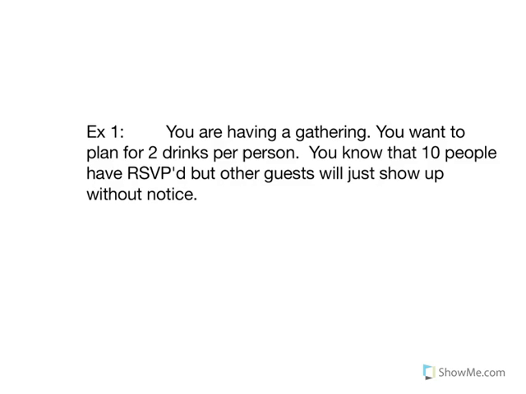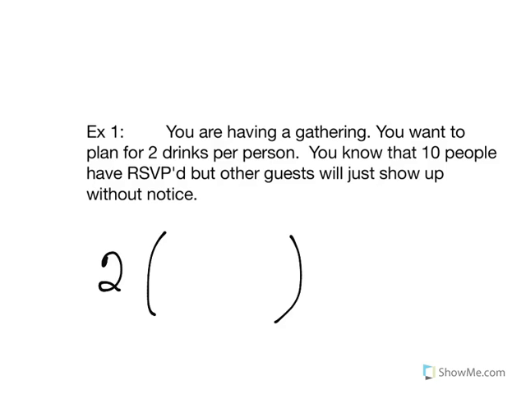So in this example, you're having a gathering. You want to plan 2 drinks per person. You know that 10 people have already RSVP'd, but that other guests will just show up without notice. So this makes sense to us in real life. We understand that 2 drinks per person means 2 times however many people there are.